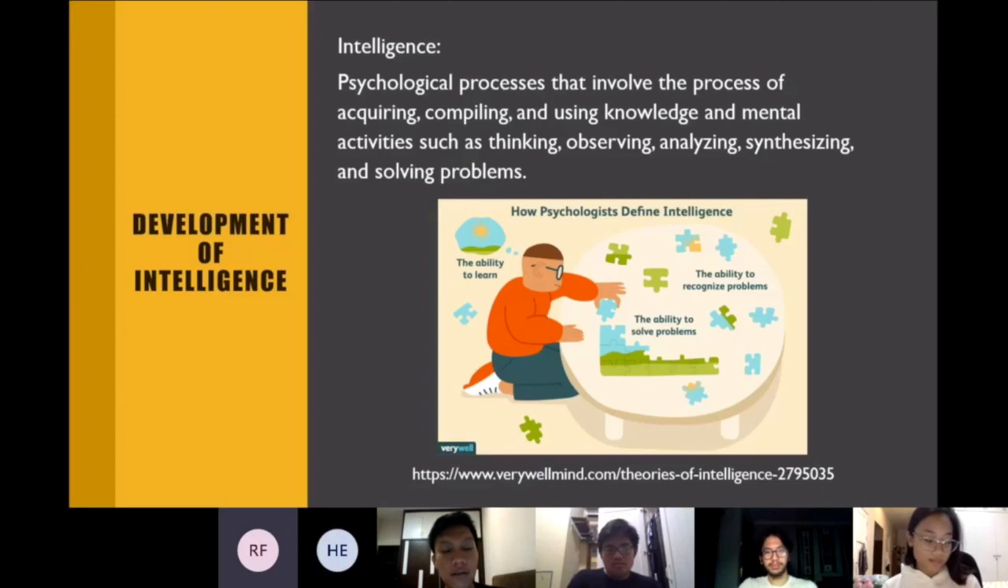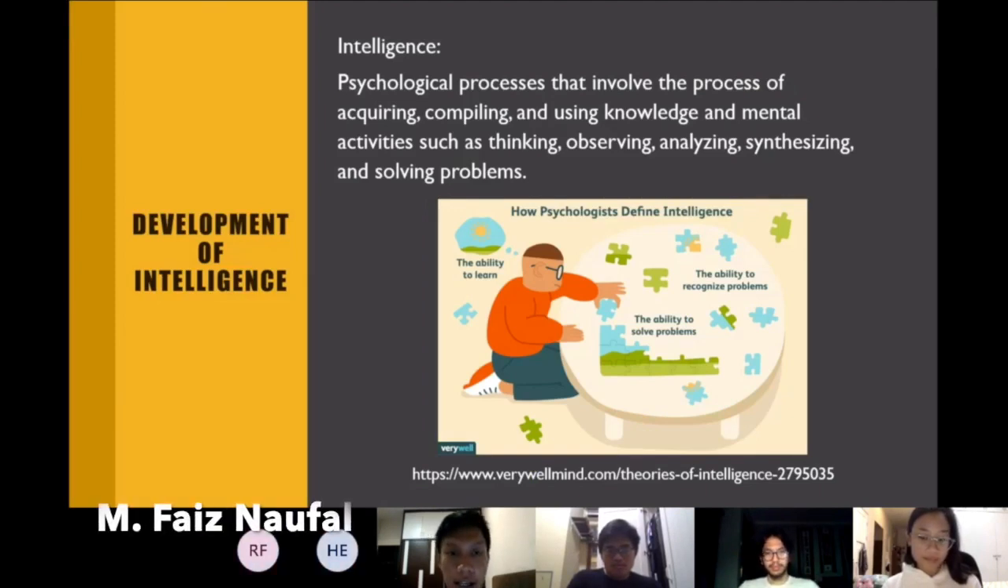Okay, the first one is the definition of intelligence. Intelligence is a psychological process that involves acquiring, compiling, and using knowledge and mental activities such as thinking, observing, analyzing, synthesizing, and solving problems.